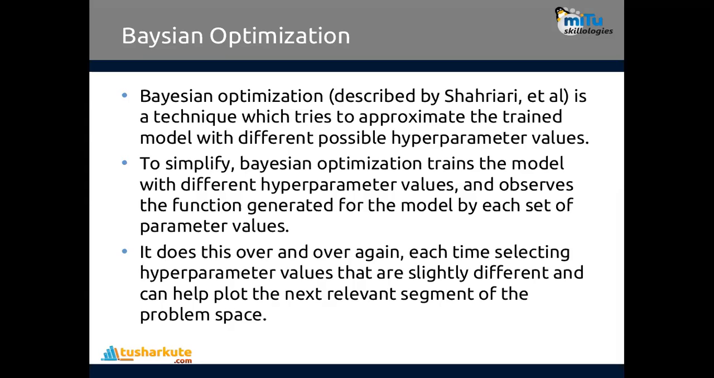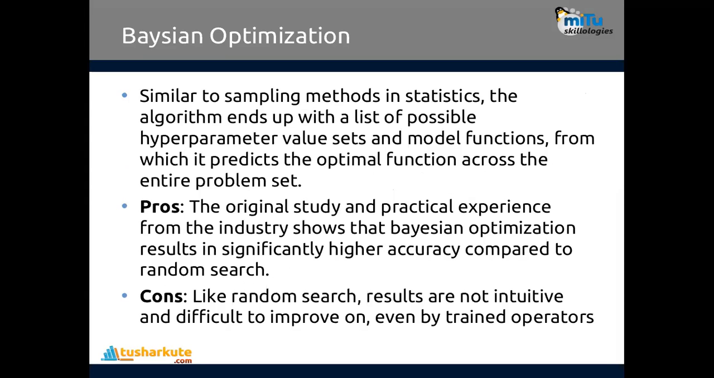Similar to sampling methods in statistics, the algorithm ends up with a list of possible hyperparameter value sets and model functions, from which it predicts the optimal function across the entire problem set. So what are the advantages? The original study and practical experience from industry show that Bayesian optimization gives significantly higher accuracy compared to random search. I have not used it, but it was shown in the paper, and in one more paper I saw in a Springer journal, that higher accuracy is there for Bayesian optimization than the previous one.